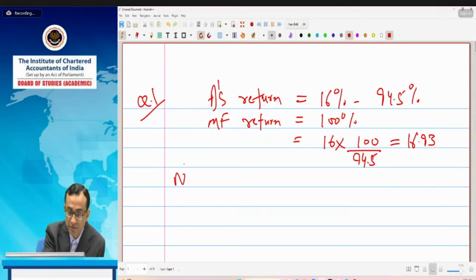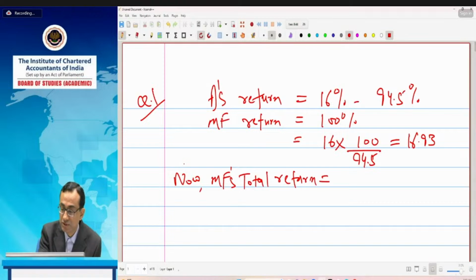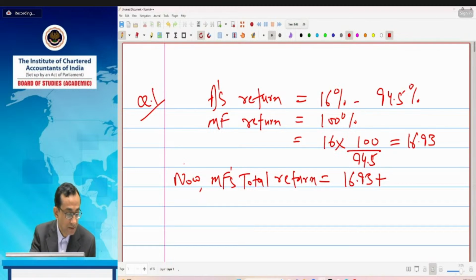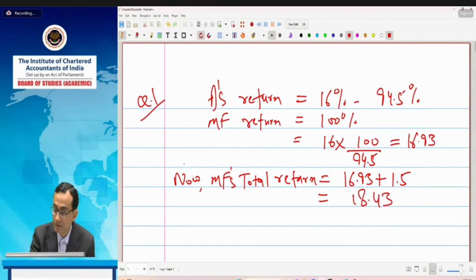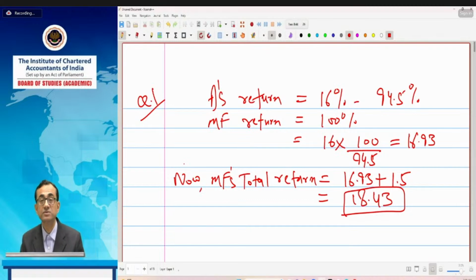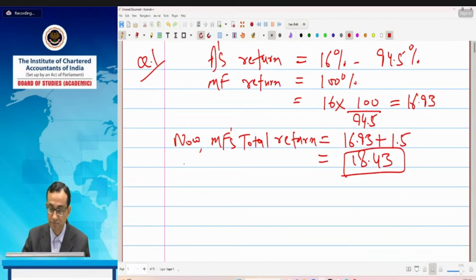So now the mutual fund's total return is 16.93%, which I have just calculated, plus this 1.5% recurring expenses. So 16.93 plus 1.5, let us calculate it. It is coming to 18.43. So this is the return which the mutual fund has to earn in order to give a return of 16%. I hope this is clear to you.